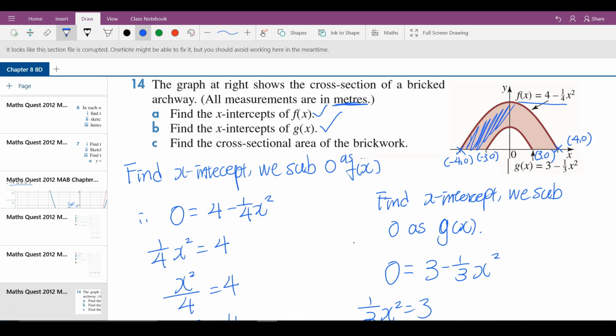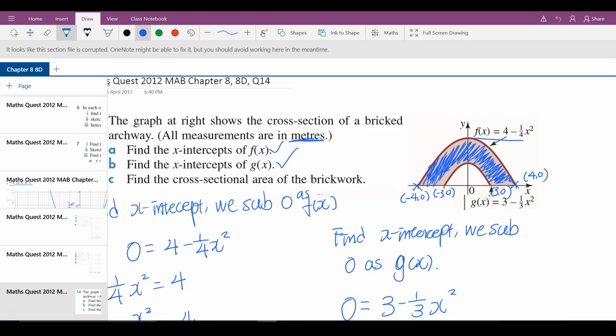Alright, and then find the cross-sectional area of the brickwork. So finding this. If you can see what I see, the cross-sectional area is just all the area under the curve of f of x, minus the area under the curve of g of x. So let me use a different color. It's this bit. All we need to do is get the area under f of x from negative 4 to 4, and that will get us the whole thing. Then we just minus the area under the curve of g of x, and we get that little thing in between, the area in between.